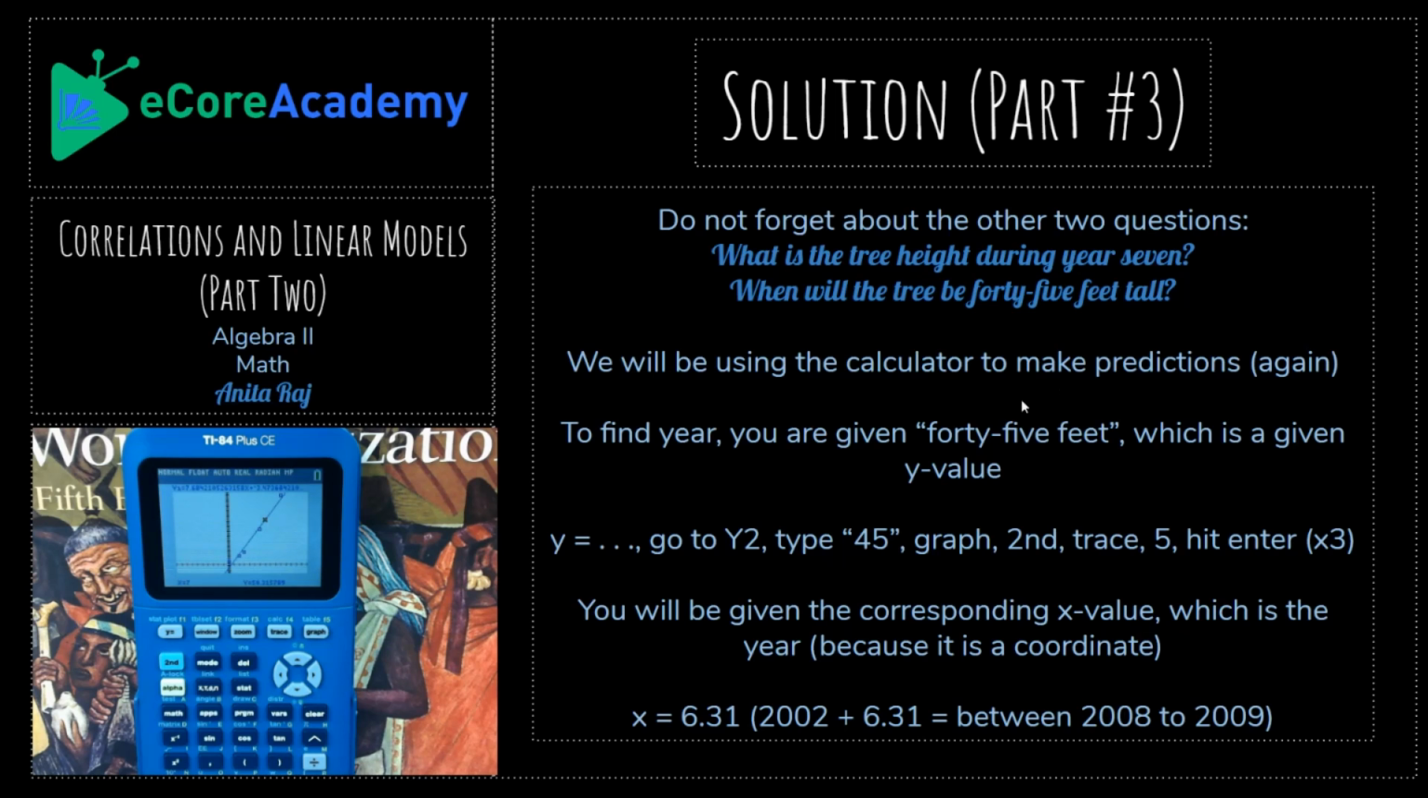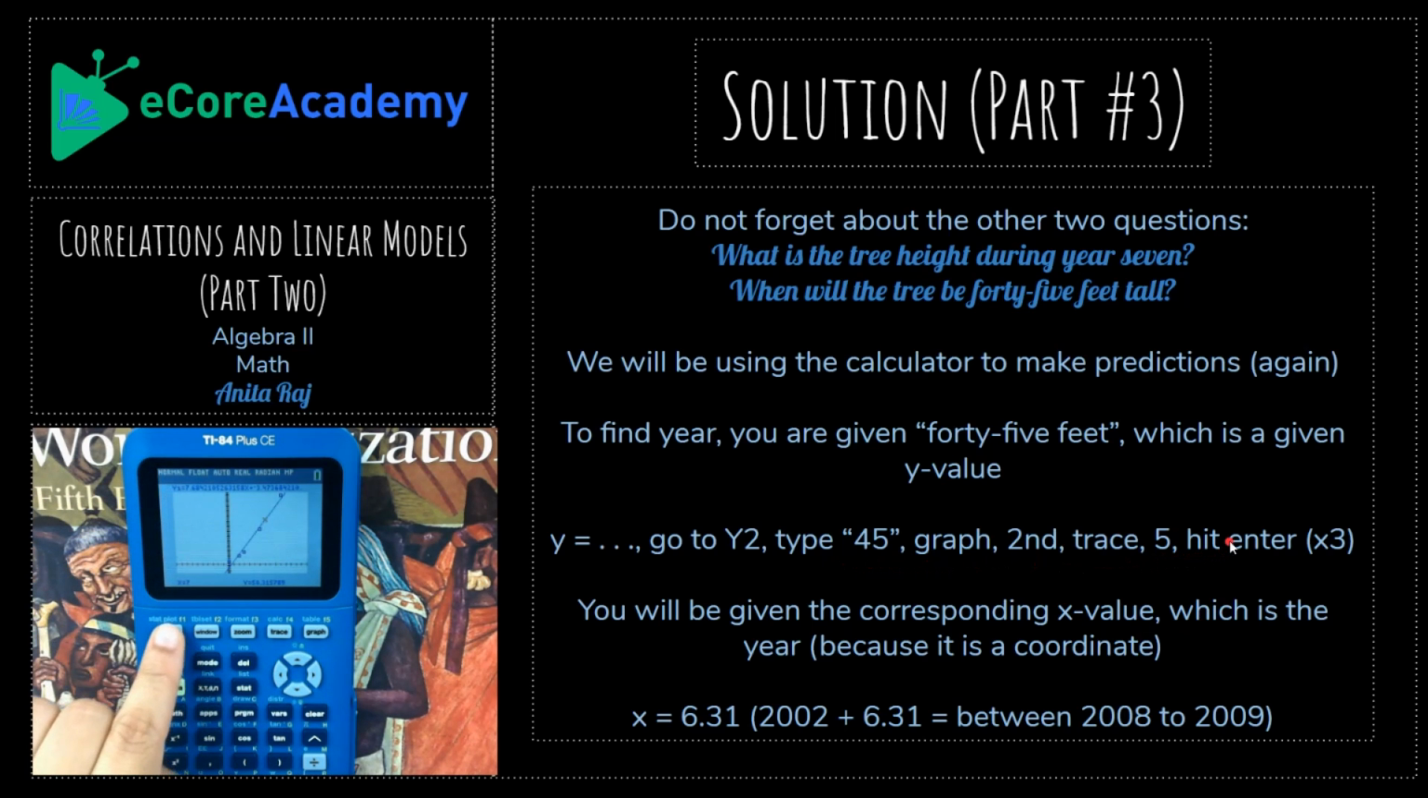In order to do this, we have to do it a little differently. If you remember making predictions, we need to graph a horizontal line of the y value, which is 45. So you go to your y equals, go to y2, type 45, graph, second, trace, 5, and then hit enter 3 times. Let's do it on my calculator on the webcam.